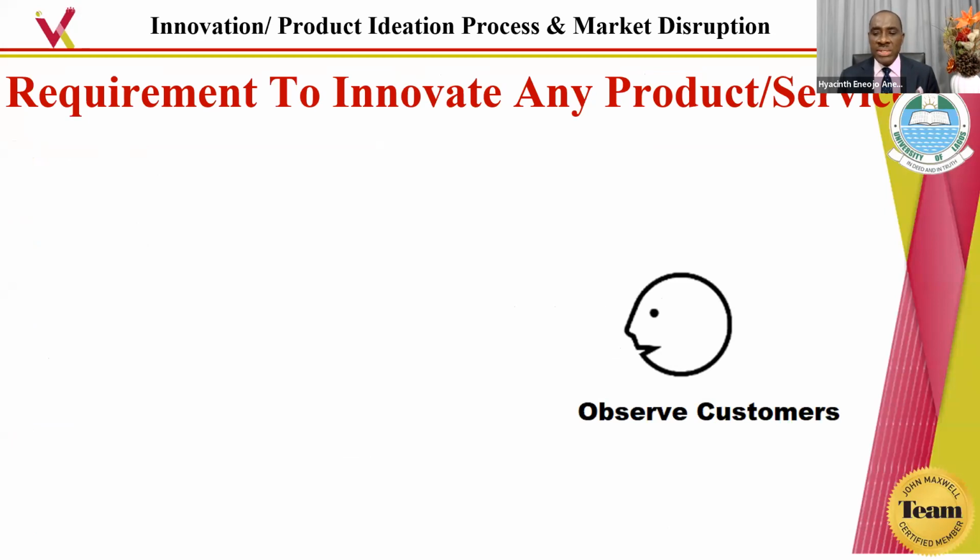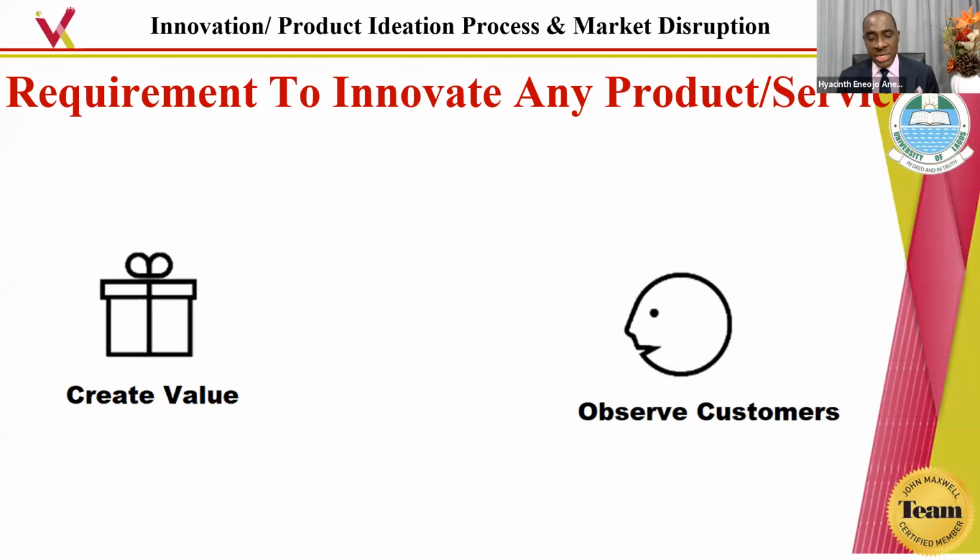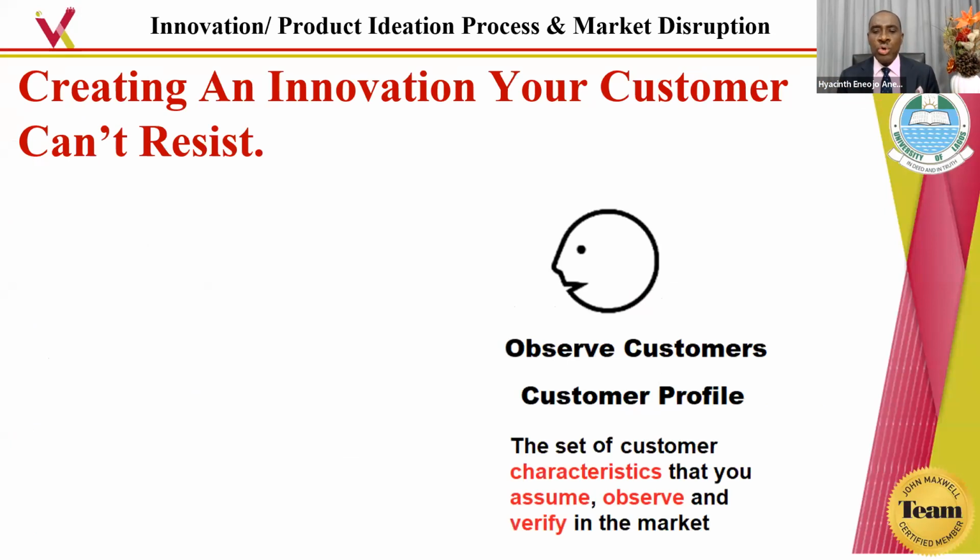The requirements to innovate any product or service: the first one is you need to observe the customer. That's where it starts. Then you need to create the innovation, the value for them, and ensure there's a fit between what you have observed and the value you are creating. So why are you observing the customer?